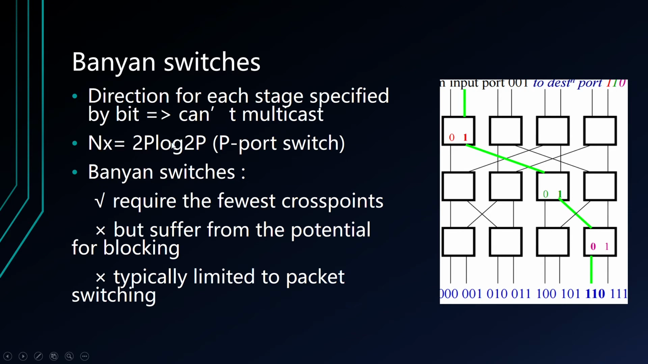The number of crosspoints is fewer than the crossbar, and they just use binary numbers to make the connection between each single switch. But they will suffer from the potential of internal blocking and output blocking, and they are also limited to packet switching.